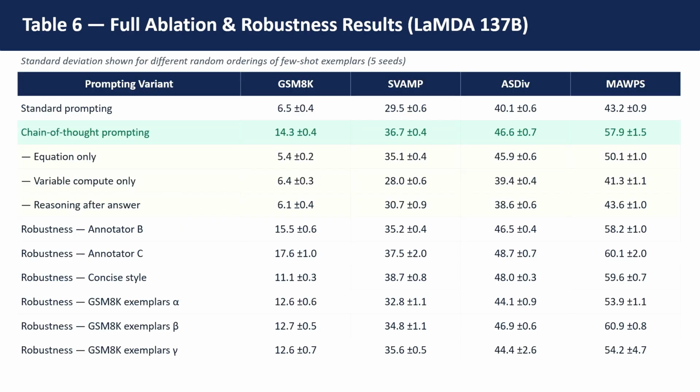This table confirms the ablation findings quantitatively. We observe chain of thought roughly doubles performance in some cases, and all other variants remain close to baseline. Now let us look at robustness. Different annotators, writing styles, example sets, but all still outperform baseline. This shows the method is not fragile. However, small variations still cause some differences. So prompt engineering still matters, but the core idea is stable.